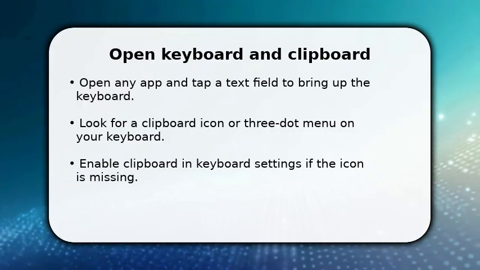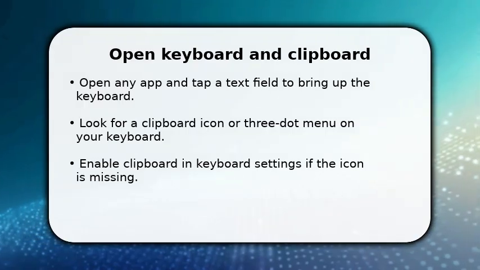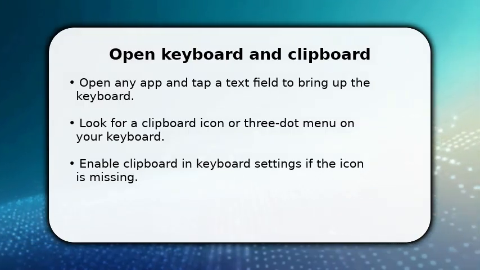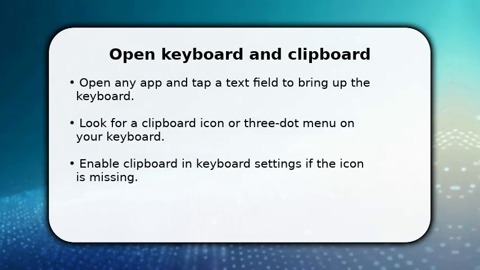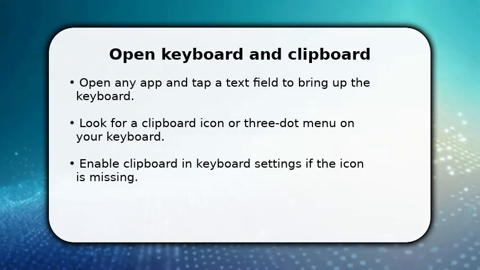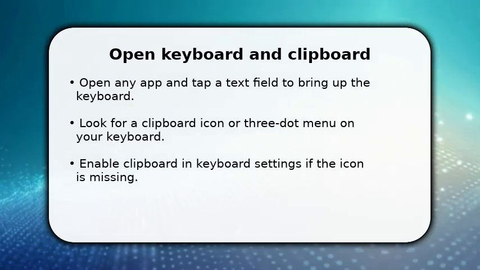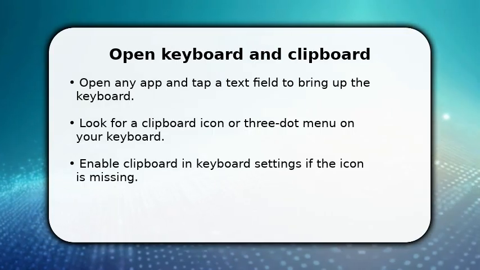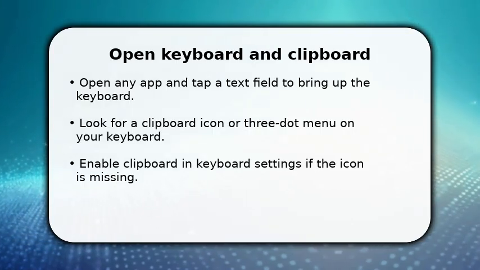You're starting now. Open any app and tap a text field so the keyboard appears. Once visible, scan the top row for a clipboard icon or tap the three-dot menu to reveal more tools. This is where Android stores copied snippets. You do this because the keyboard app, like Gboard or Samsung Keyboard, manages the Clipboard UI.